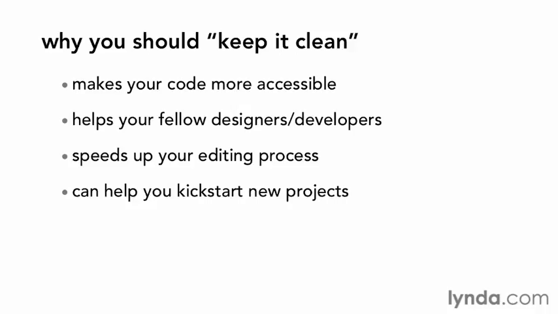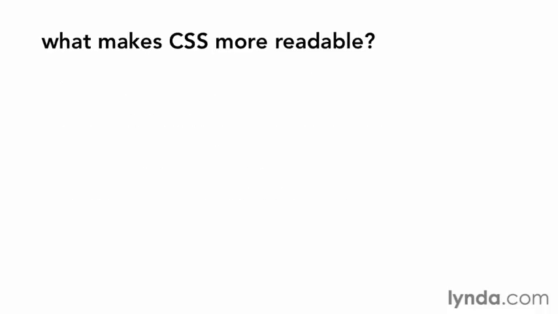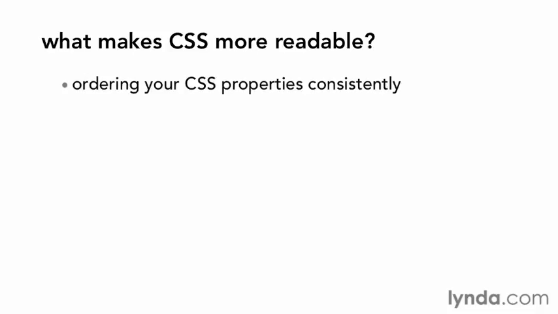Now, you might be asking yourself, exactly what makes CSS more readable? Well, here are a few points related to that, and we'll cover all of these and more as we go throughout the course, but these are the main ones I'd like for you to focus on. Number one, ordering your CSS properties consistently. And so what this is going to do for you is give you a basic template for your CSS declarations and allow you to easily write and edit blocks of code in a more efficient manner.